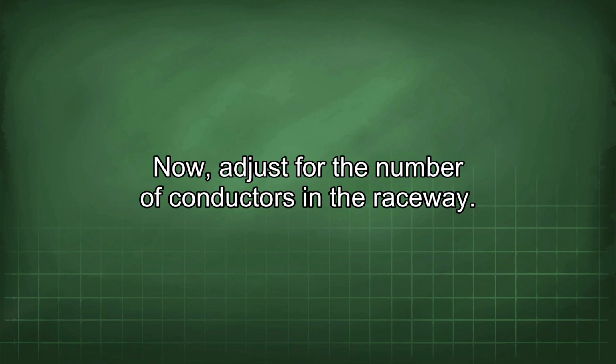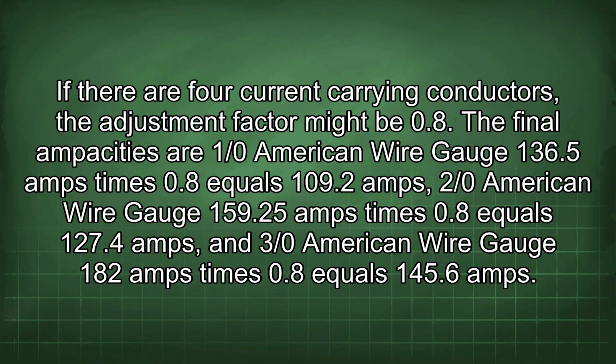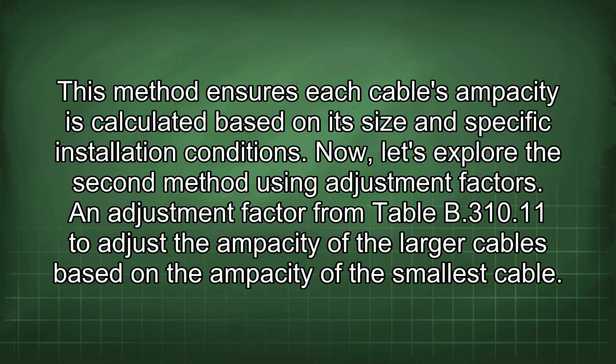Now, adjust for the number of conductors in the raceway. If there are 4 current carrying conductors, the adjustment factor might be 0.8. The final ampacities are 1/0 American wire gauge 136.5 amps times 0.8 equals 109.2 amps, 2/0 American wire gauge 159.25 amps times 0.8 equals 127.4 amps, and 3/0 American wire gauge 182 amps times 0.8 equals 145.6 amps. This method ensures each cable's ampacity is calculated based on its size and specific installation conditions.